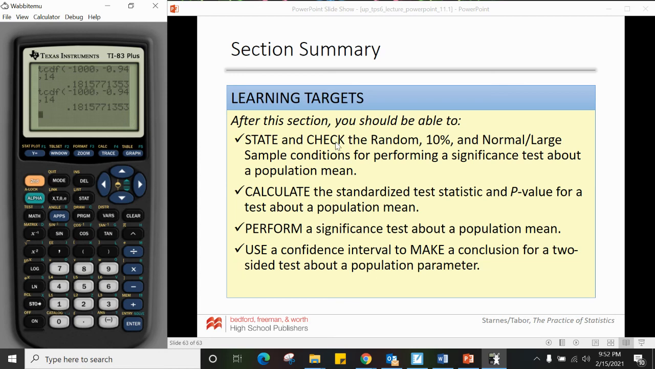You'll be able to perform a significance test. We've basically just talked about the two main things. The only one we didn't talk about yet was stating the hypothesis. In the state phase, you state the hypothesis, the parameter, and the alpha value. And then once you get your p-value, you're going to conclude either reject or fail to reject. And remember, if our p-value is less than alpha, we reject H naught. If our p-value is greater than alpha, we fail to reject H naught. And then you can also use confidence intervals to help you make a conclusion for a two-sided test about a population parameter. Remember, this has to be a two-sided test, okay?